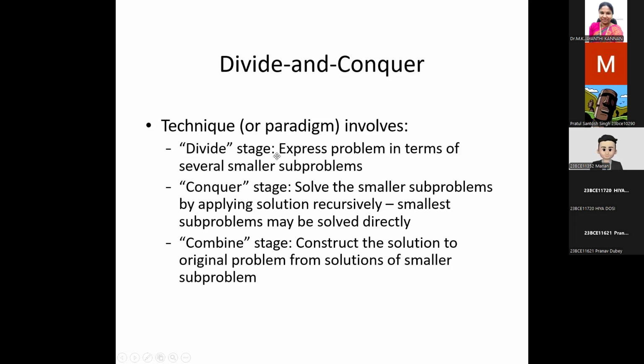So in the divide stage, express the problem in terms of several smaller subproblems. Whatever the problem given to you, don't see the problem in front of your eye or very close to your eye. Put the problem in a different place and see it from a long distance. If you keep the problem just near the nose or near the eye, it will look very big. But if you see it as an external person, you will get a lot of logic, or a way to solve the problem.